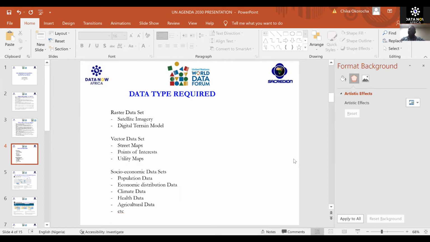Another data of importance is socioeconomic data. And we're talking about population data, economic distribution data, climate change data, health data. This is just to mention a few.